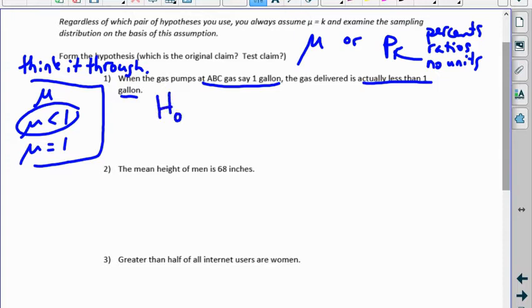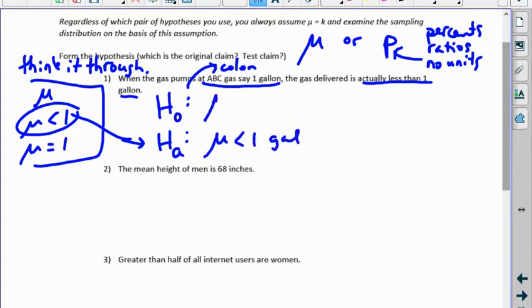Okay, my null is H sub 0. My alternate is H sub A. That's a colon, by the way, not an equal sign. Remember, down here is always no equal sign involved in that inequality. So this would have to go down there because it does not have an equal sign in it. So mu is less than 1 gallon. Mu is equal to 1 gallon.